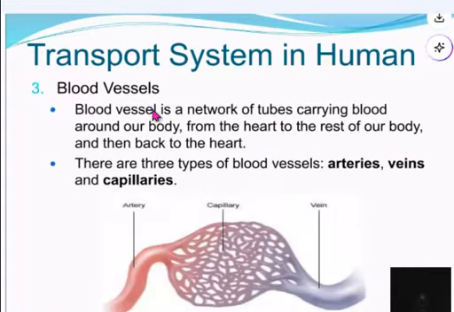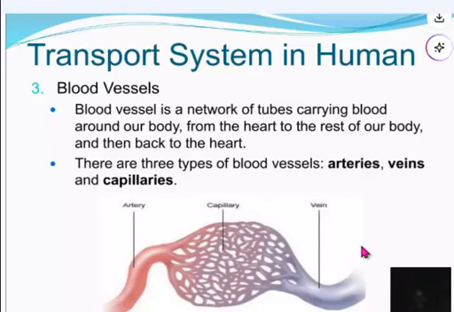So that is that. Blood vessels now, the transporting system in humans. I want to look at the blood vessels. A blood vessel is a network of tubes carrying blood around our body from the heart to the rest of our body and then back to the heart. That's the work of the blood vessels. And what are the blood vessels? There are 3 types of blood vessels. That is why I wanted to go back to this video now, so you understand the arrow I was discussing previously.